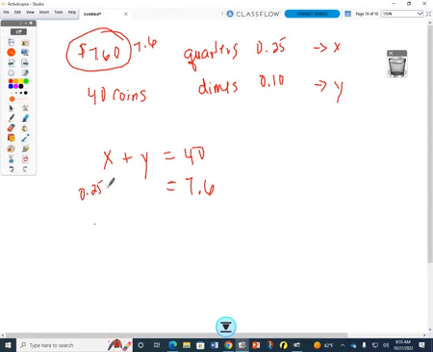Some number of quarters times the value of a quarter, that's 0.25 times x, plus some number of dimes y times the value of a dime, so 0.10 y. If you multiply the number of quarters in the first by 0.25 and then add that to the number of dimes in the first multiplied by 0.10, you're going to get $7.60. So now this is our system.